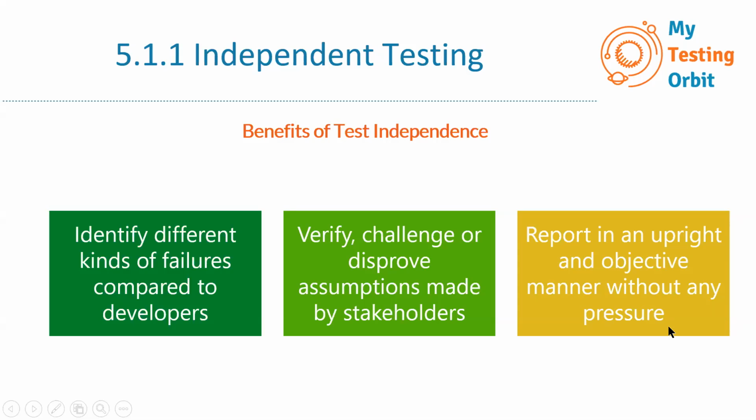The more independent the tester is, the more objectively they will test. Objective manner means they will concentrate more on the objectives of testing, rather than thinking about how much time is left, what the other constraints are, or someone pressurizing them: we don't have time, we don't have budget, you have to finish it by tomorrow, those kinds of pressures. So the more independence there is, the more upright and objective they can work. These are the main benefits of test independence.